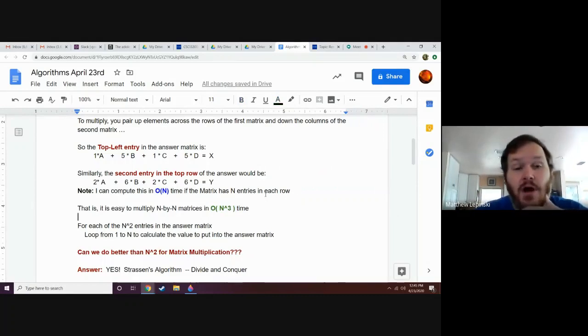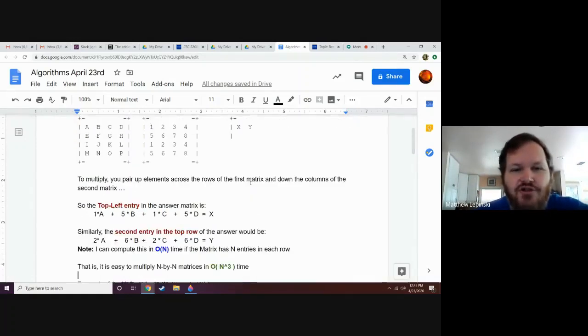So I want to pause here and give anyone an opportunity to ask a question. Is there anything that I can say to clarify why multiplying matrices is an n cubed algorithm?